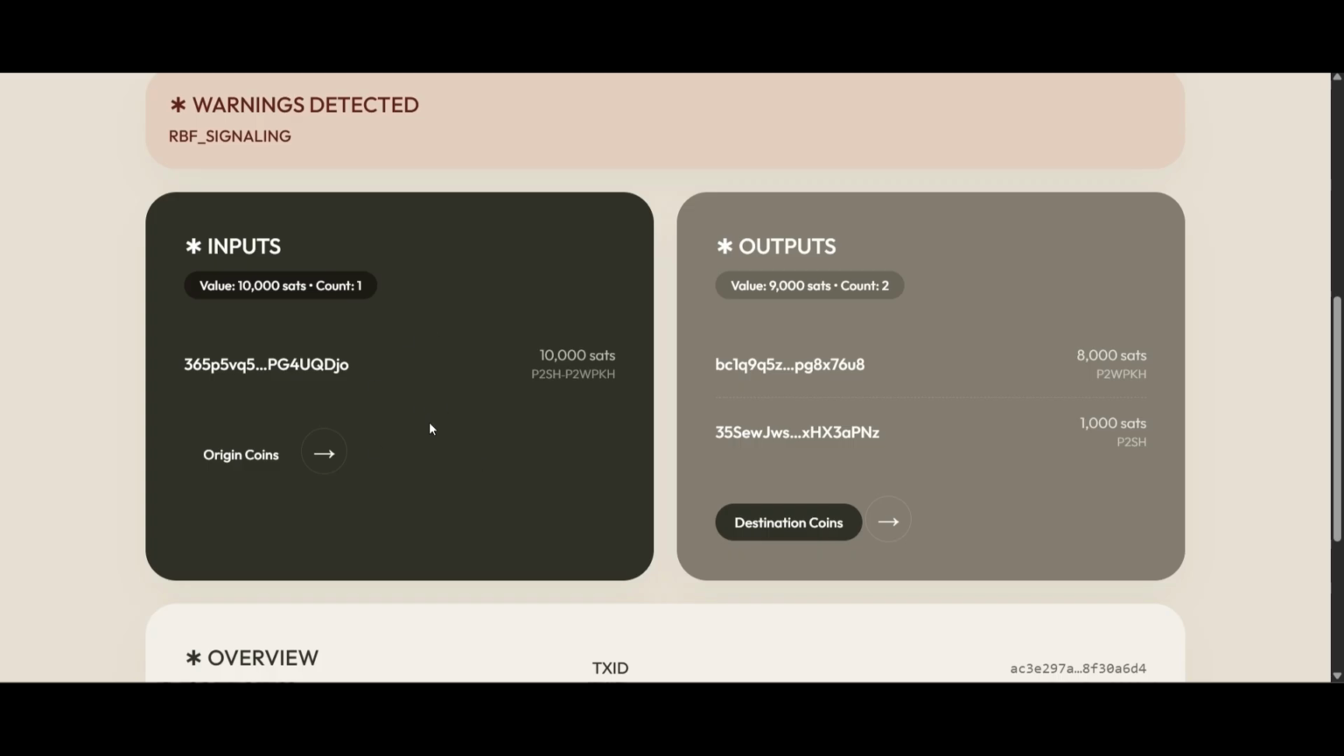Here on the left, you can see the inputs. This is the money being spent, and on the right are the outputs. This shows who's receiving the money, basically the destination addresses.